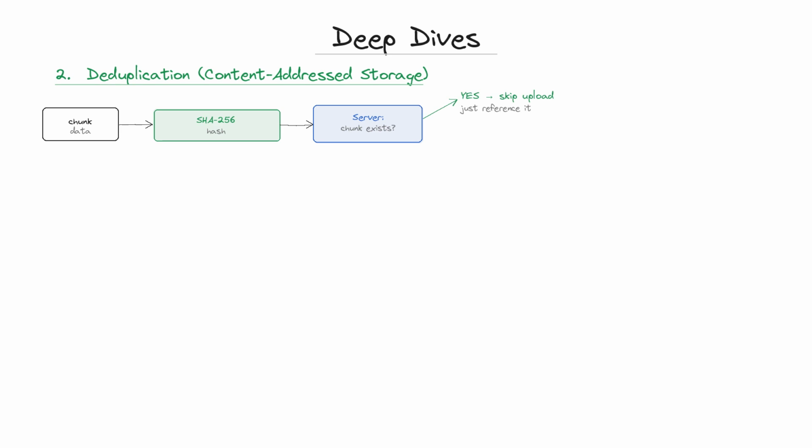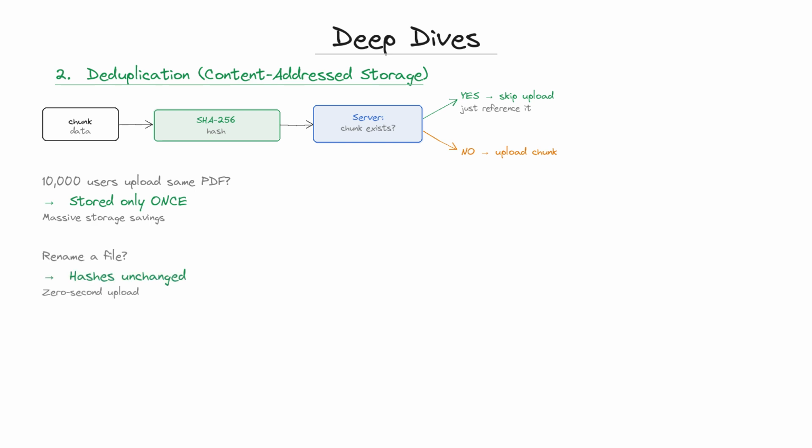Why is this powerful? If 10,000 users all upload the same popular PDF, you only store it once. The storage savings at scale are enormous. This also speeds up uploads. If you rename a file, the chunks haven't changed, their hashes are the same. Upload takes 0 seconds because every chunk already exists on the server.